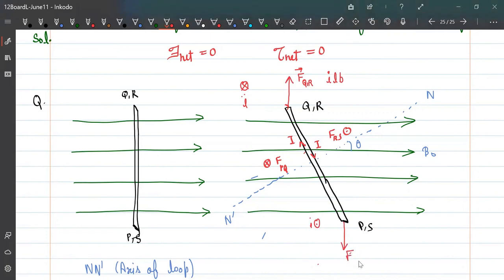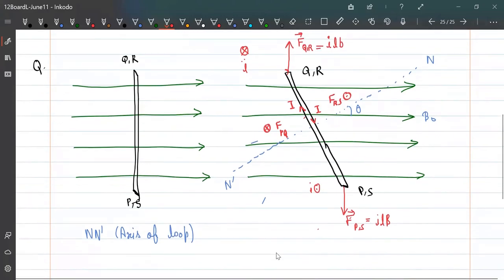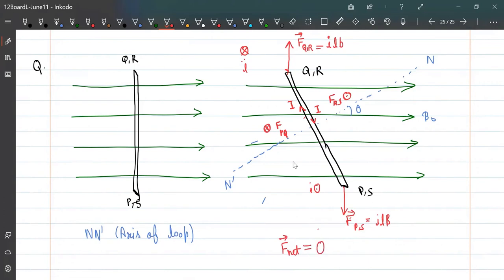So here the net force again becomes zero. Its magnitude will again be I L B. Okay. So the net force is again zero because one force is upwards and one is downwards, one is out of the plane and one is into the plane. So the net force is again zero, and there will be no acceleration in this loop.